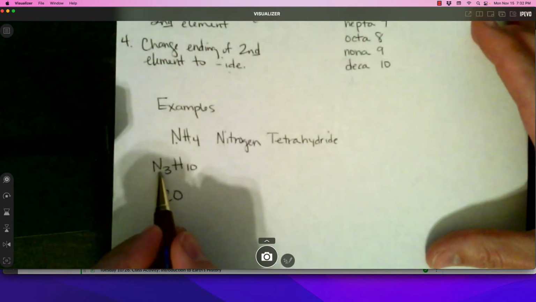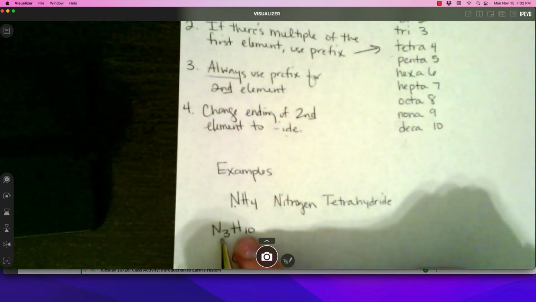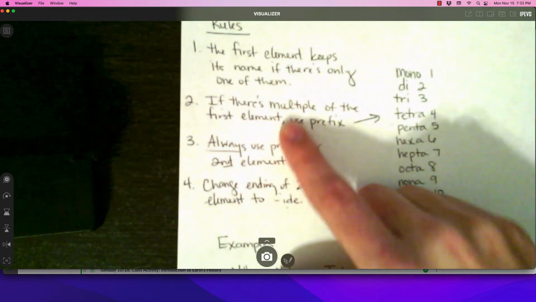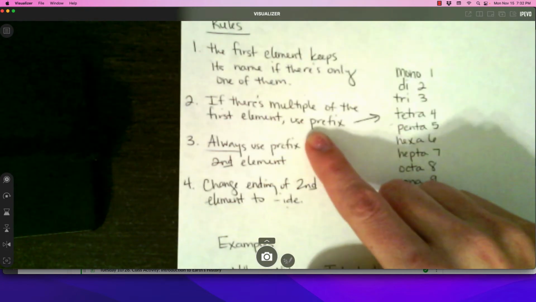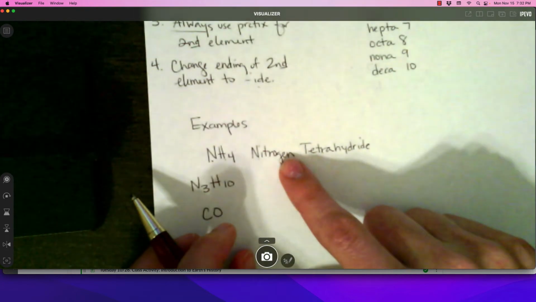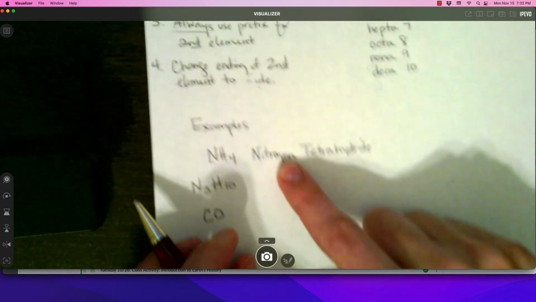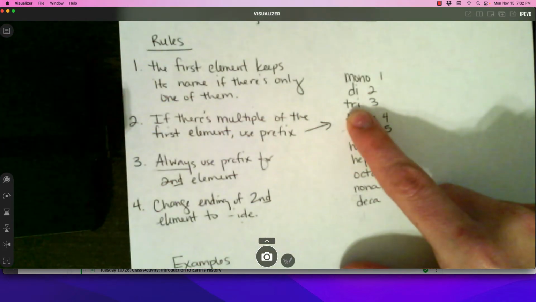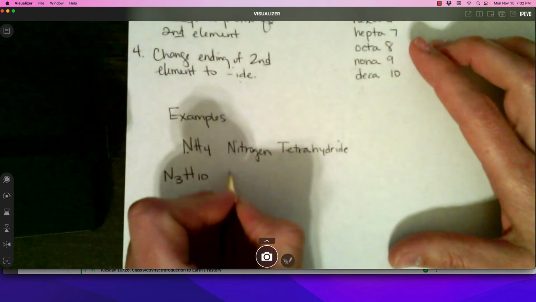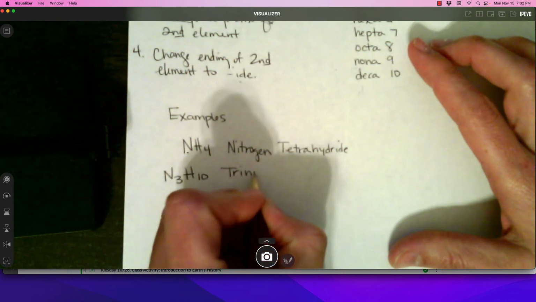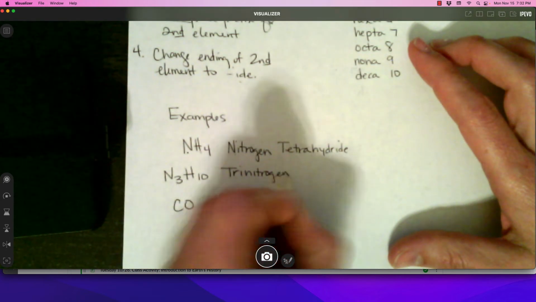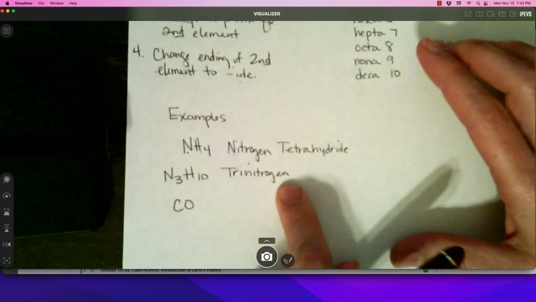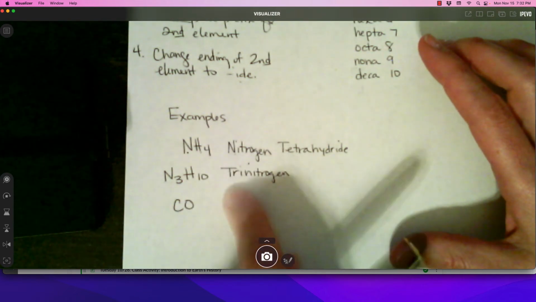The second one, so this is rule number 2, because there's 3 of the first element. If there's multiple of the first element, then you use the prefix. But there's no prefix if there's just one of the first element. All right, so then I come over here and I look for the number 3, that's tri. So this would be tri-nitrogen. It gets to keep its name because it's the first element, but you just have to add a prefix.